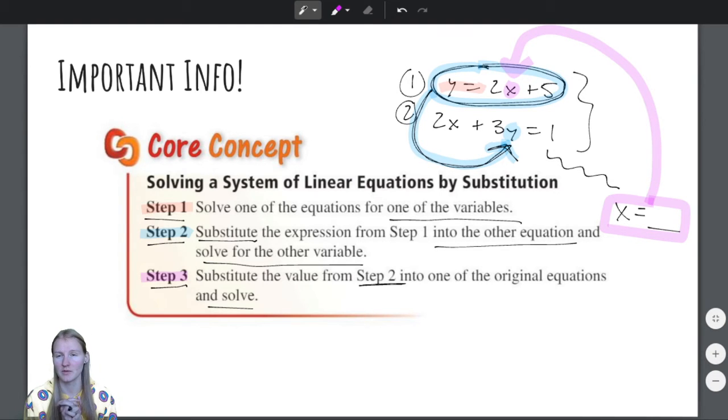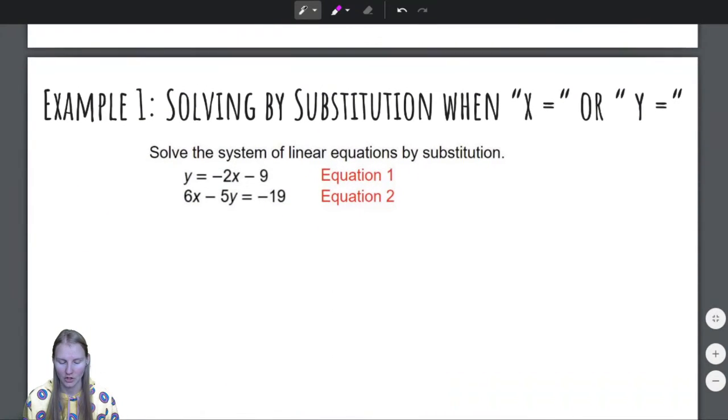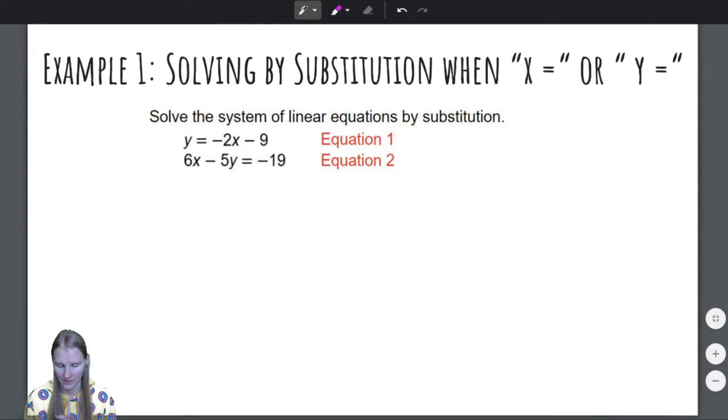Now, some of you are sitting at your desk watching this, and you're like, Mrs. Dodge, I have no idea what you just said. And that's okay. Steps can be helpful, but it can also be helpful to see an example so that we can see these steps in action. So let's do that now.